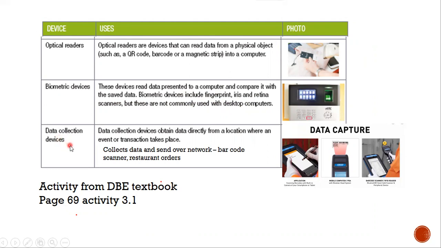Data collection devices, these are many devices, depending on what we are collecting. Data collection devices obtain data directly from a location where an event or transaction takes place. They collect data and send it over a network. Examples of these devices are your barcode scanner. You also have your tablets that take restaurant orders. So there are examples of data collection devices obtaining data and sending it over a network.